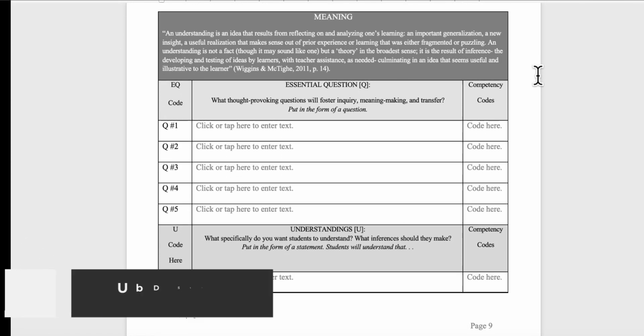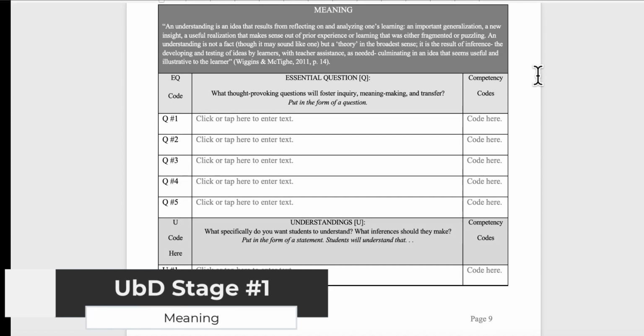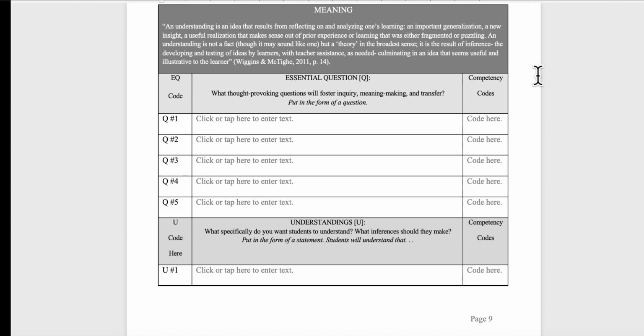Our next part is meaning. We want students to be able to make meaningful learning experiences. Why does it matter what they're learning? They're trying to make meaning of their learning. So we want them to explain information from their own perspective or in their own words on something that they're learning. When we talk about that, we have two things: essential questions and understandings.